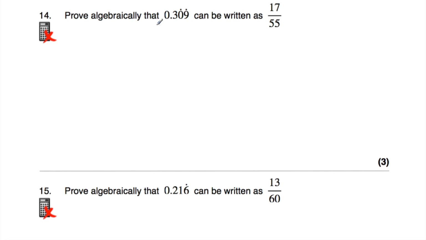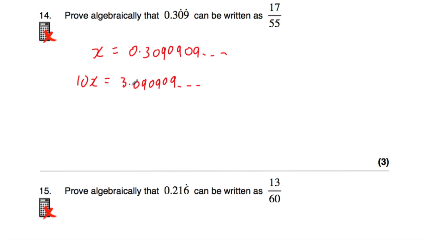So question number 14 says, prove algebraically the 0.309 with a dot above the 0 and the 9, so it's 0.309090909 and so on, can be written as 17/55. So let's write that down to begin with. 0.3090909 and so on, and that's equal to x. Now we want to have the recurring bit after the decimal points, that would be the 090909 and so on. So let's write 10x. So 10x is equal to 3.090909 and so on. So we've got a number with the recurring bit after the decimal point.